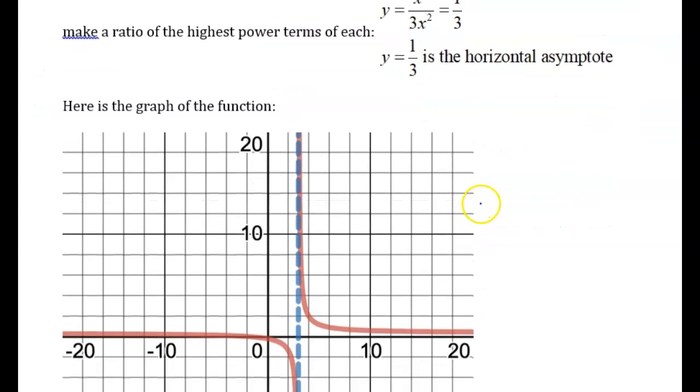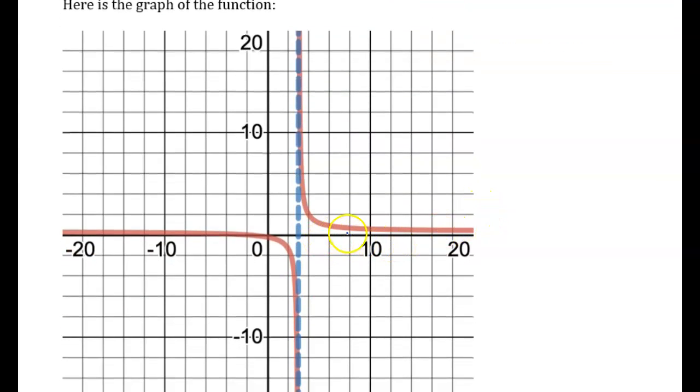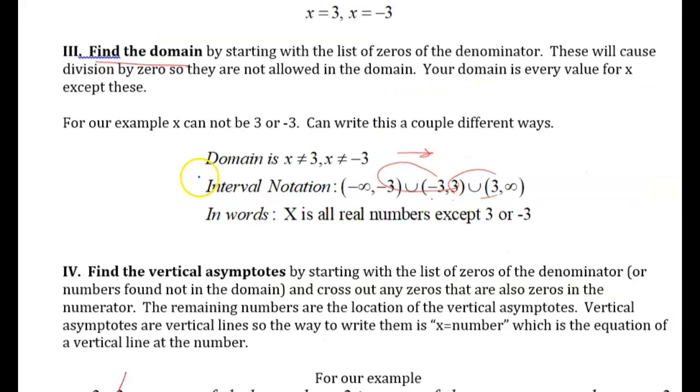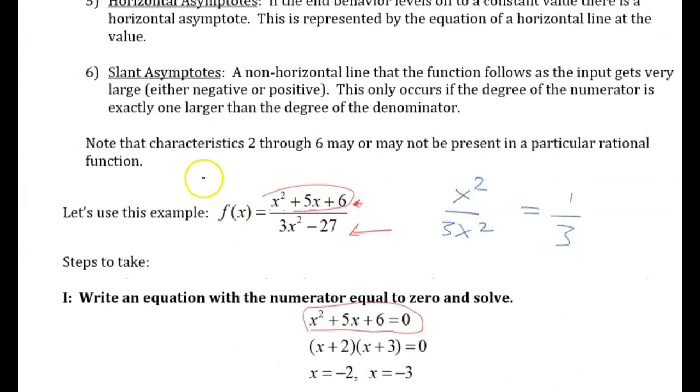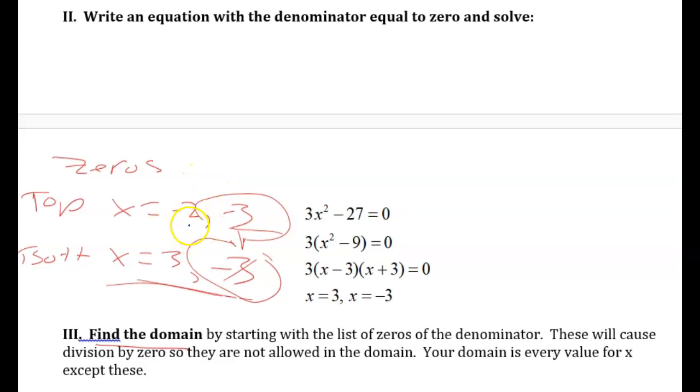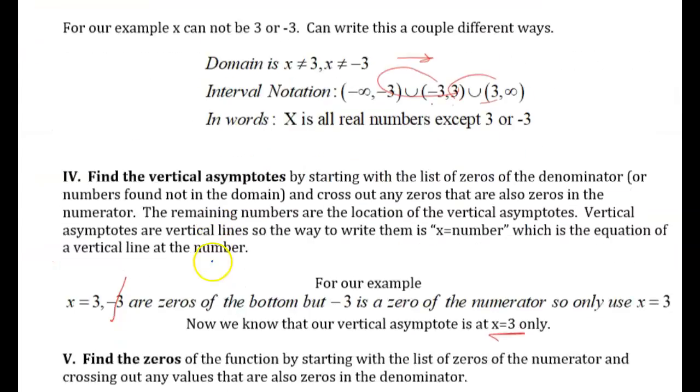And here's a graph of that function we've been working with. As you see, as x goes to infinity, this is getting closer and closer to the x-axis. And as x goes to negative infinity, this graph crossed the x-axis, and we found out where it crossed the x-axis. It crossed the x-axis where the zeros are. Let's go back to where we calculated the zeros. We had a 0 at x equals negative 2, and it was only at x equals negative 2 because negative 3 is also a 0 at the bottom.